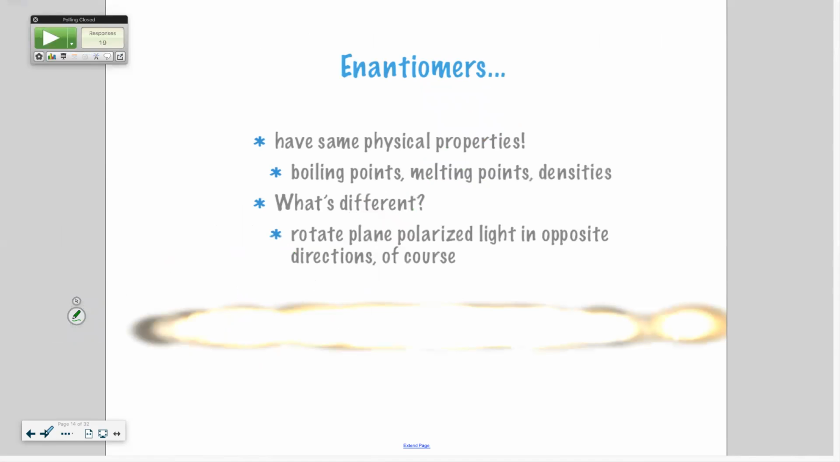Okay. So one thing about enantiomers, they're non-superimposable mirror images. They have the same physical properties. So in other words, they have the same boiling points. They have the same melting points. They have the same densities. There's only one thing that's different, and that is that they rotate plane polarized light in opposite directions.